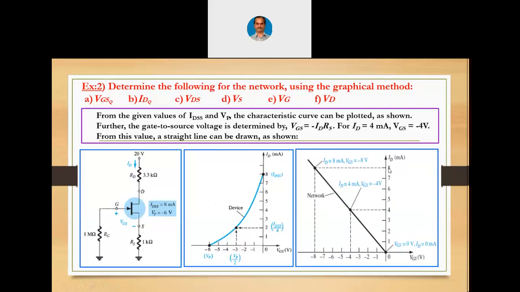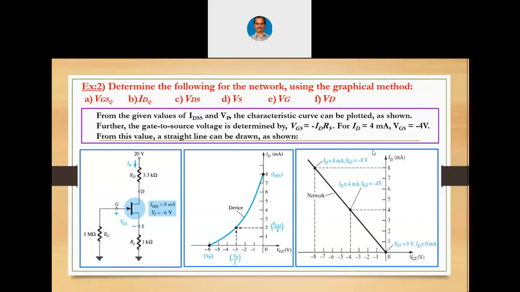In fact, you can get one more point also. When ID is 8 milliampere, when ID is maximum, it is corresponding to this Vp, right? Minus 8 volts. That way, when ID is 8 milliampere, it can be minus 8 volts, because minus 8 into Rs. That Rs is given as 1 kilo ohm. You will get minus 8 volts. Or you can have one more: IDSS by 4 is 2 milliampere. 2 milliampere into 1 kilo ohm is minus 2 volts. That way you can get multiple points. So when you join all of them, you will get a straight line.